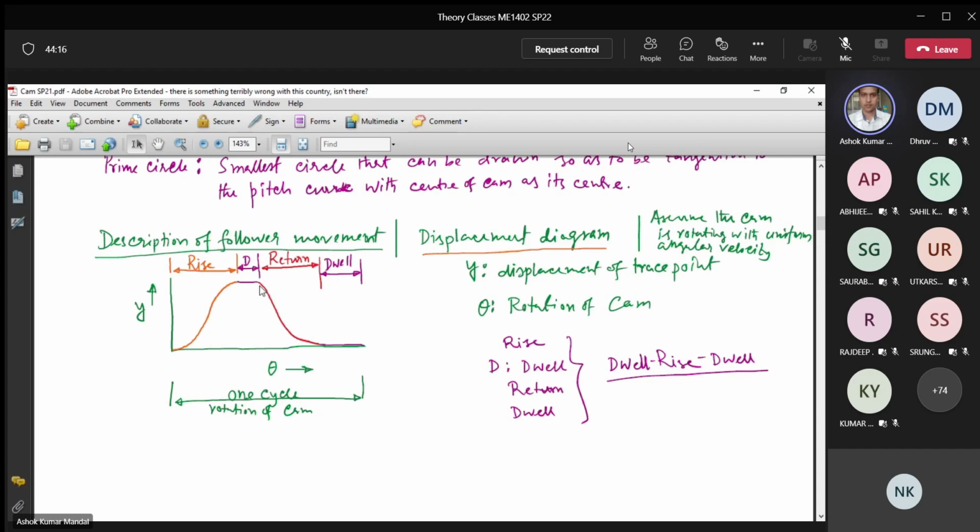And there is a portion through which the follower returns to its initial position, that is called return. And then there is a portion of rotation of the cam when there is again no motion of the follower, that is called dwell. So these four steps would be there in one cycle of cam rotation for the movement of the follower. First is rise, then dwell, then return, and again dwell.